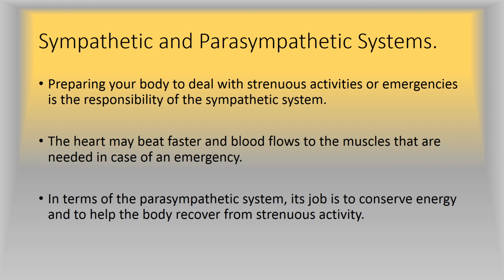Some examples are your heart beating faster, or maybe heavy breathing, or things like that. And blood also flows to your muscles that are needed in case of emergency. Okay, so like if you're jogging on a treadmill, your body's going to send more blood to your legs to keep your body working. The purpose of the parasympathetic system is to conserve energy and to help the body recover from a strenuous activity like running or being upset or something like that.